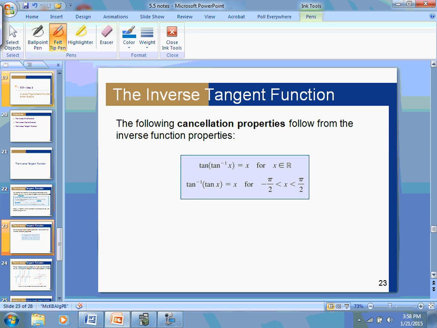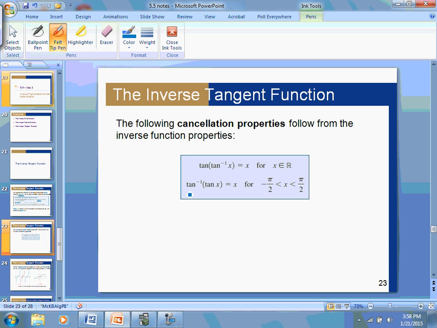Okay, so we also have some cancellation properties for the tangent, just like we saw for the sine and the cosine functions. If you're taking the tangent of an inverse tangent, then your x value has to be a real number. And if that happens, you can just cancel out your tangent and inverse tangent.